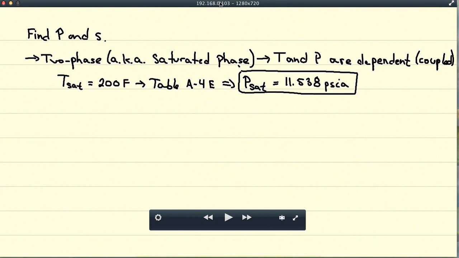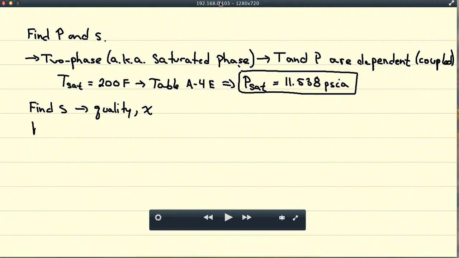Okay, the next one's not quite so easy peasy. We also have to find the entropy. In order to find the entropy, we first have to determine the quality. We have to use the quality equation to know what our quality is at that state. And then once we know the quality, we can go back and determine the entropy.